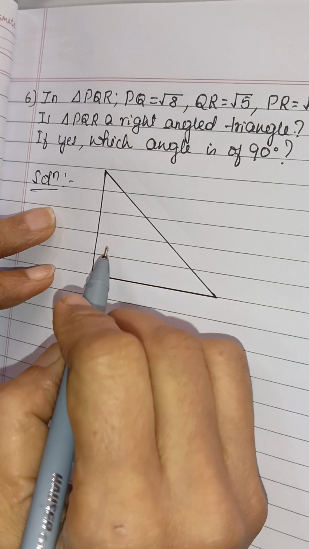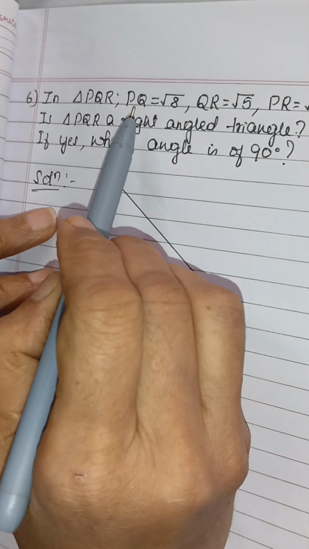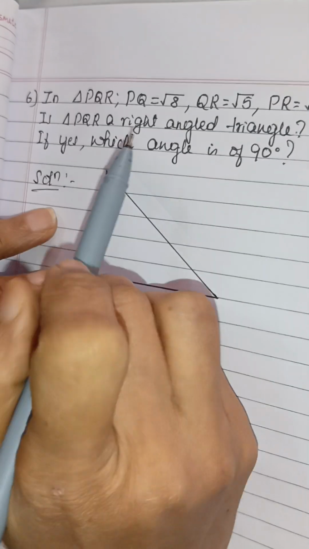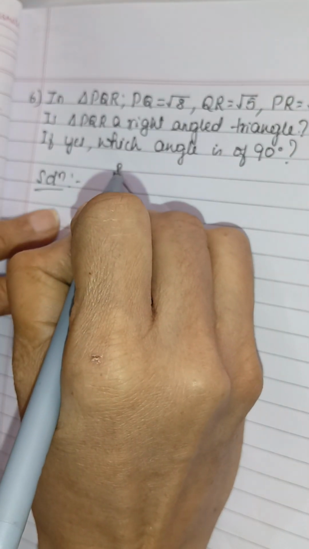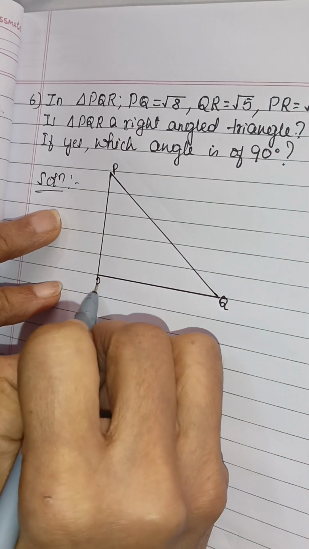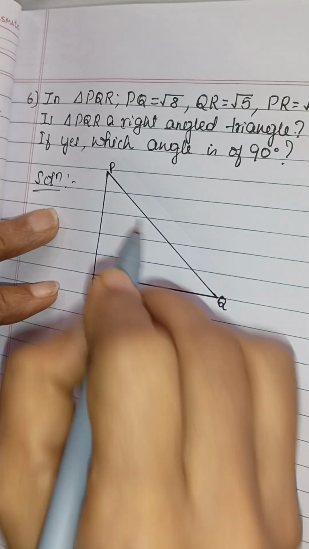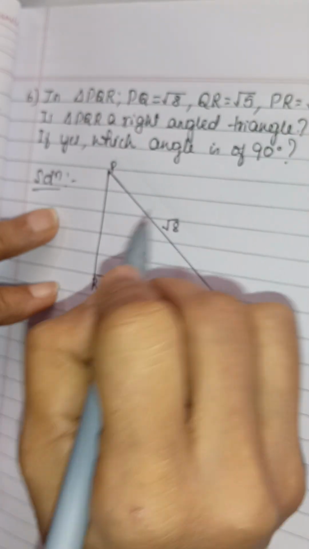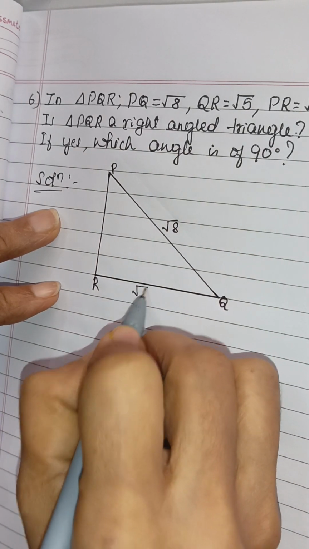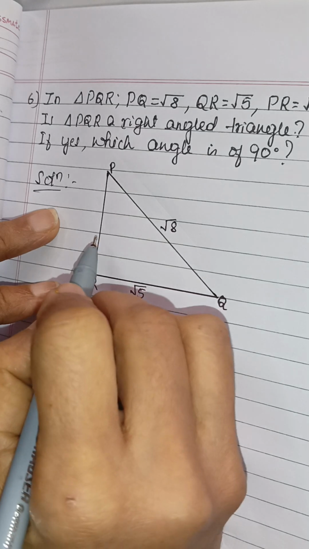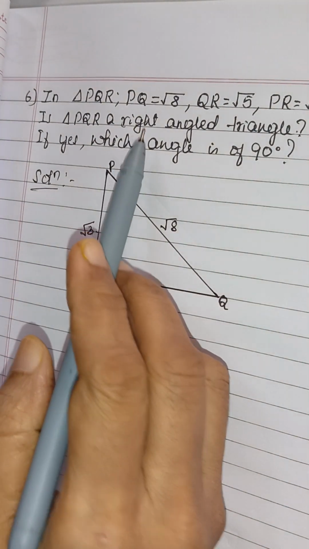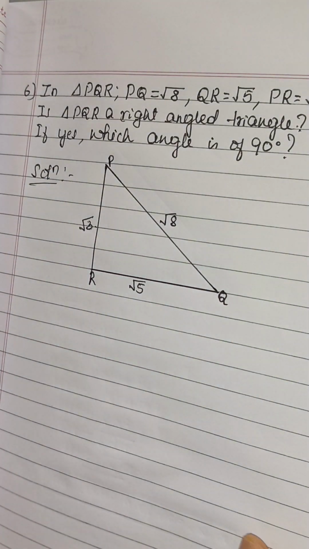So here is a triangle. We have to name it. How to name it? See, here it's root 8, root 5, root 3. So the hypotenuse is the bigger one, no? So P comes here, Q comes here, then R. So right now PQ is root 8, QR is root 5, and PR is root 3. Okay. Let's check now whether triangle PQR is a right angle triangle.